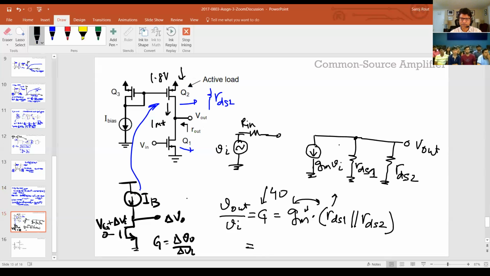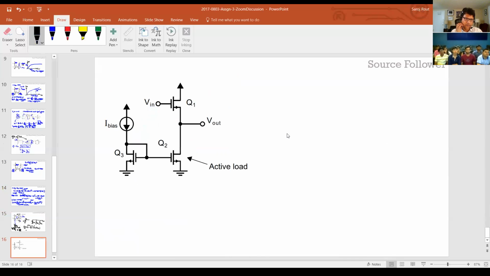So again, once we start doing specific problems, maybe we can discuss the details, but there's nothing much. And yes, I've ignored the GS term over here because I'm assuming that the bulk is connected to the source here. So I think the last part of the problem was the source follower.